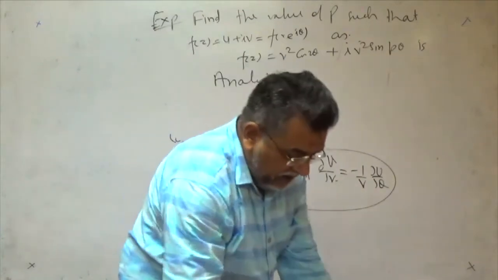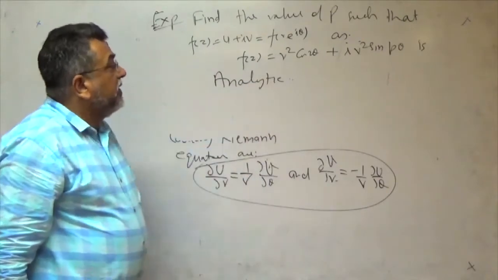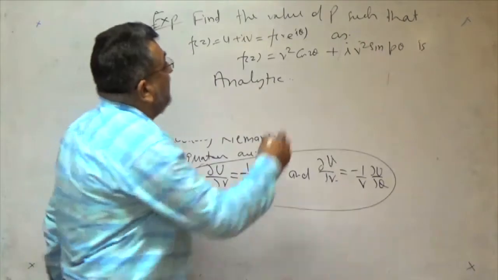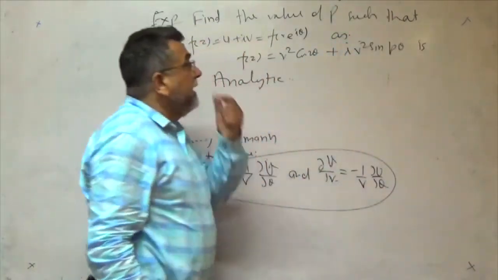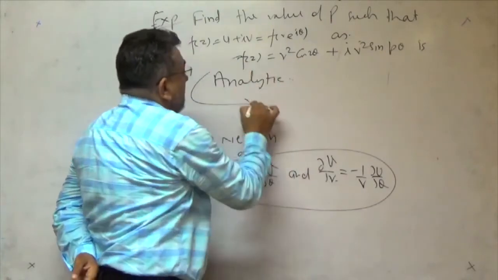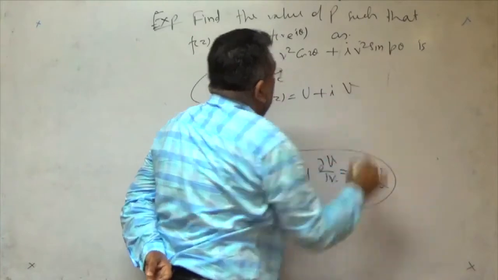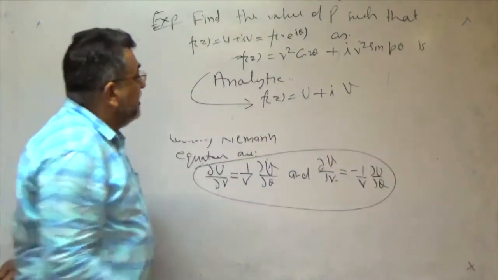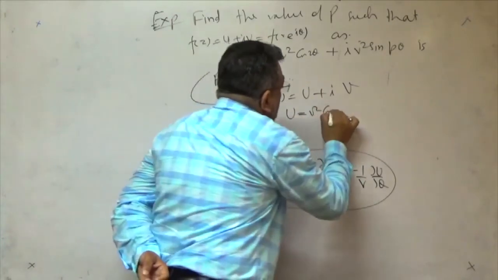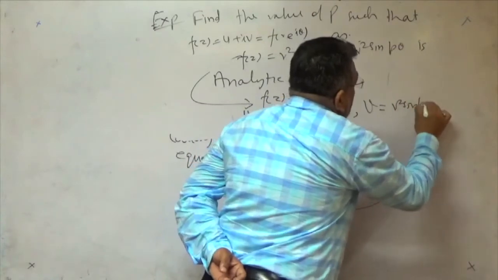If this is the sum, if the polar equation is this, this is the real part and this is the imaginary part, then what is the value of p such that the given function is analytic? So here, if we compare this with our standard form of complex function f(z) = u + iv, here u = r² cos 2θ and v = r² sin pθ.